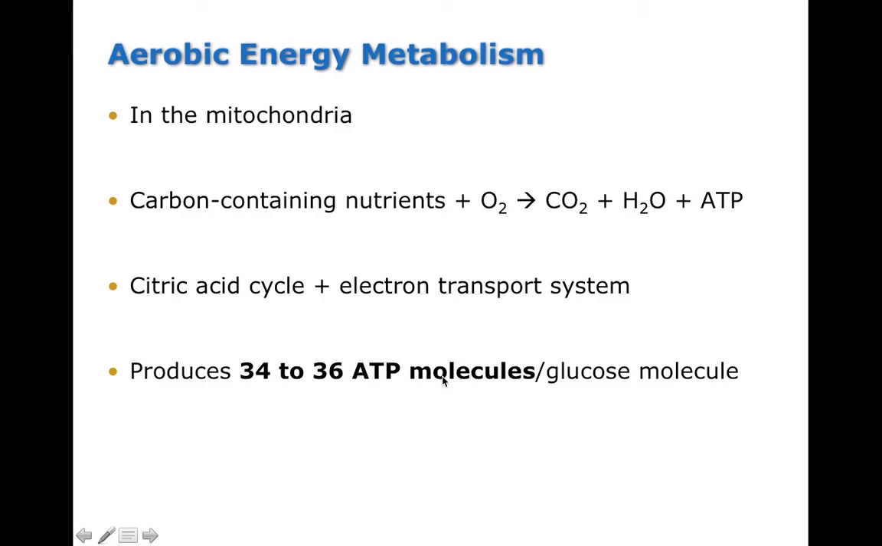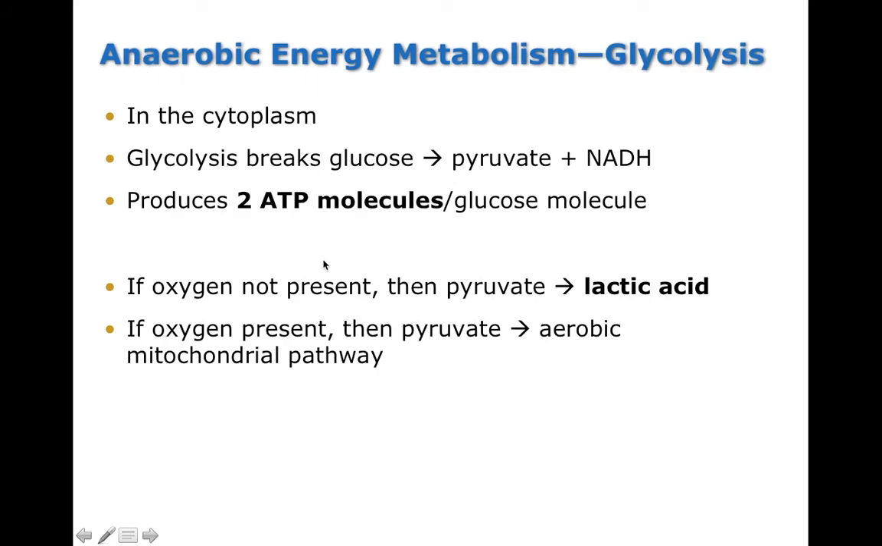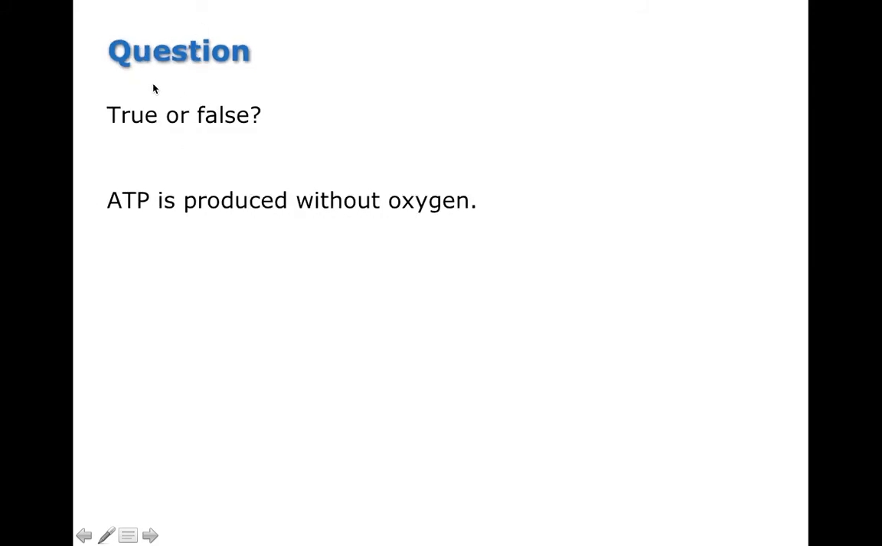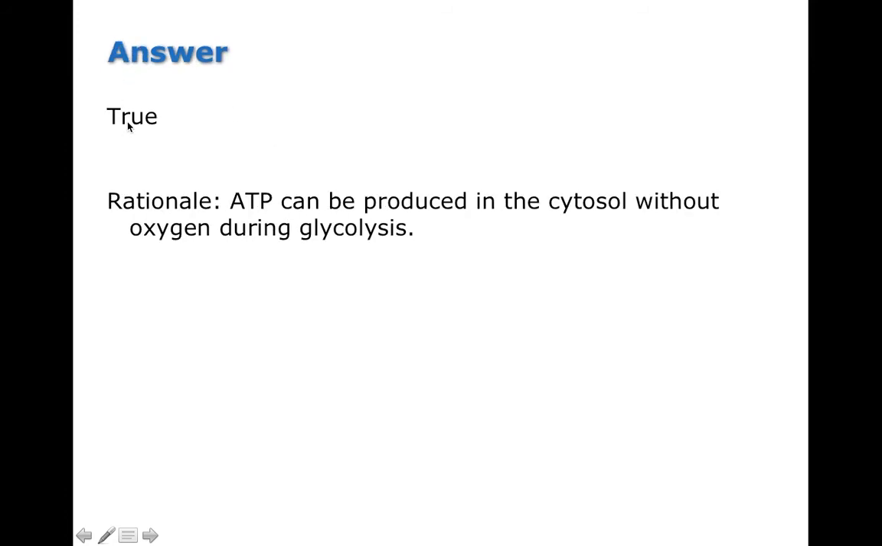And that's different than, if you remember going back to the anaerobic system, where you only get 2 ATP per glucose. So you get way more ATP per glucose molecule under oxygen conditions. This is one of the reasons why we need oxygen to breathe, or to live rather. So the question here says, true or false, ATP is produced without oxygen? And we know the answer can be true because of glycolysis, which occurs in the cytoplasm and you don't need oxygen for this to continue. But you get far less ATP from glycolysis than you would from aerobic metabolism in the mitochondria.